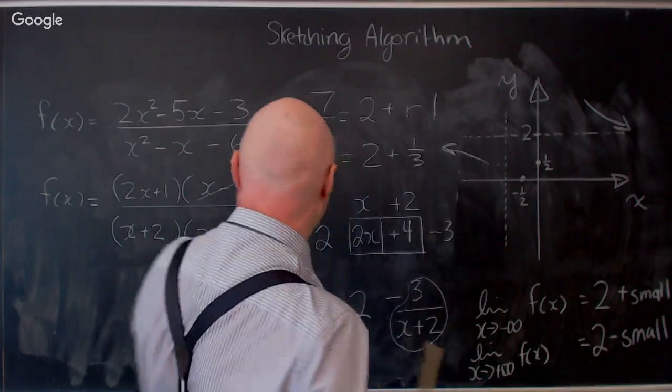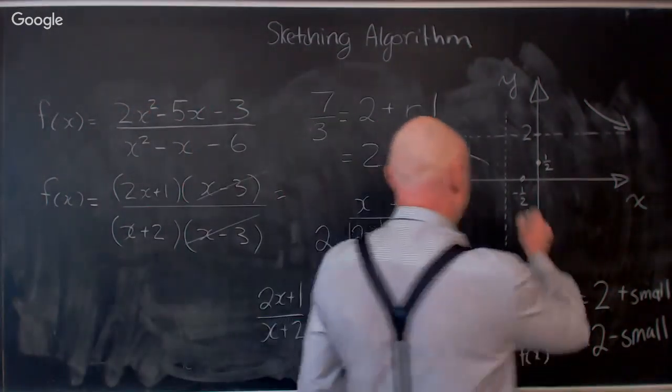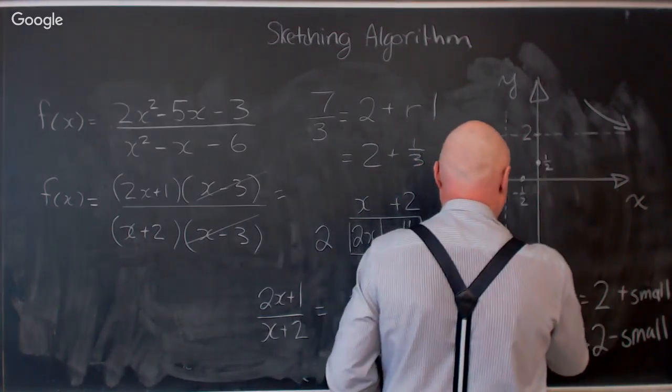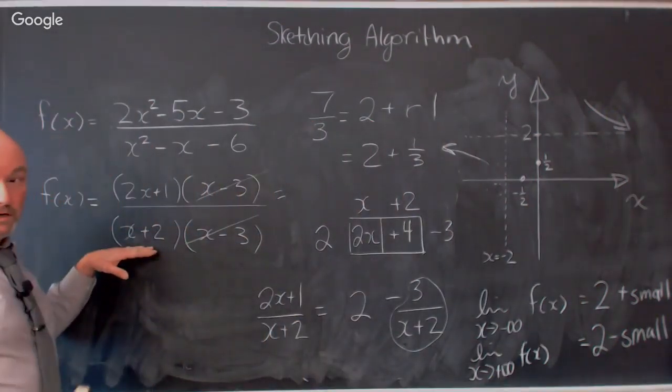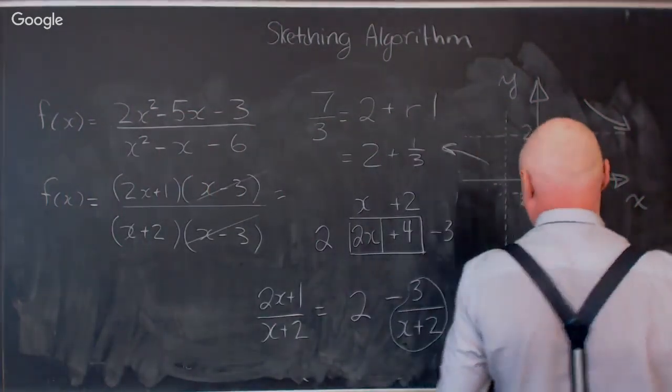Oh, sorry. What's the value of the vertical asymptote here? What happens when x is equal to -2? Okay, so we've got a vertical asymptote when x is equal to -2. Yeah, that's right. Okay, there we go.